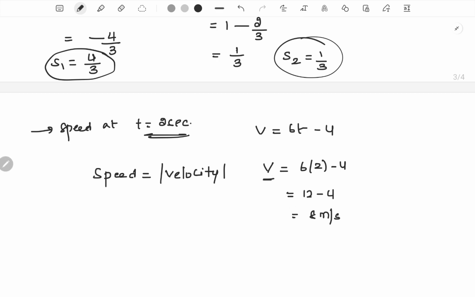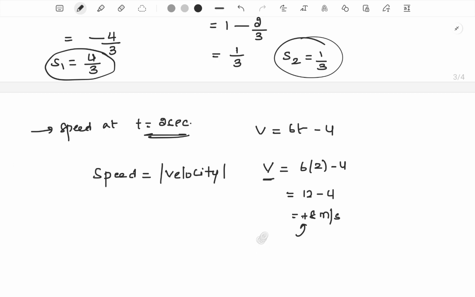Speed has only magnitude. So 8 meter per second is nothing but that at that instant, the rate at which its length traveled changes is 8 meter per second. Now the velocity that we calculated here came out as plus 8 meter per second. This plus indicates that at that moment the particle was moving towards the positive x direction.